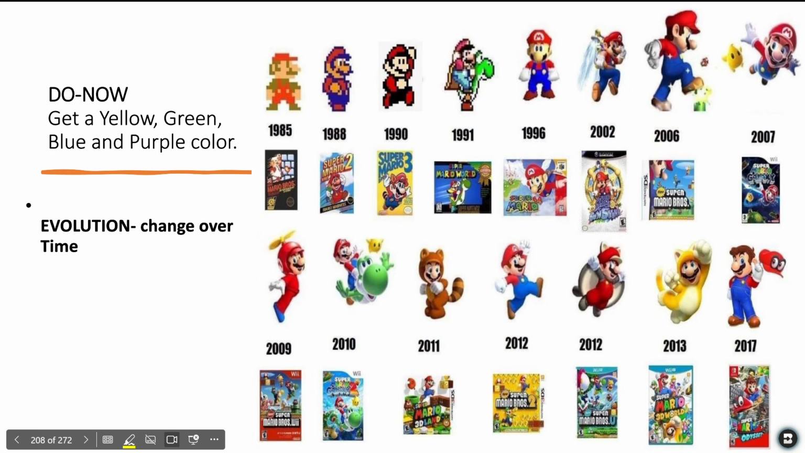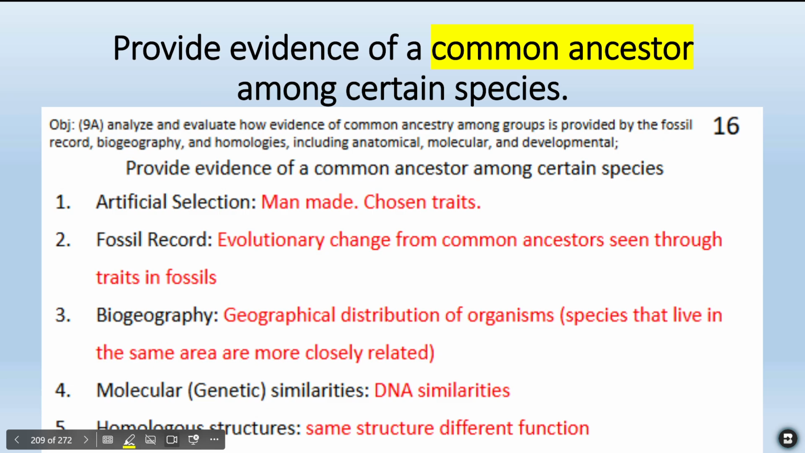For first, second, and third period, you have already done the first half of these notes. You have already colored in. For fifth and seventh period, you will need a yellow, green, blue, and purple color for today's activity. For, again, first, second, and third periods, you have already seen this, but I want you to add some things to your notes.